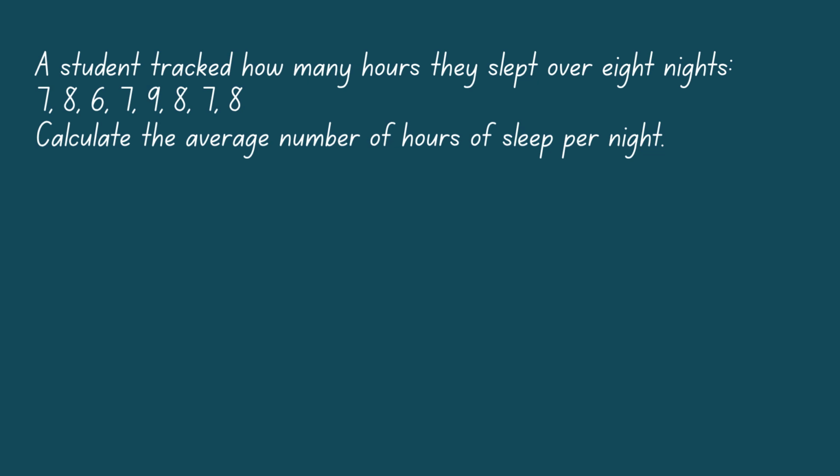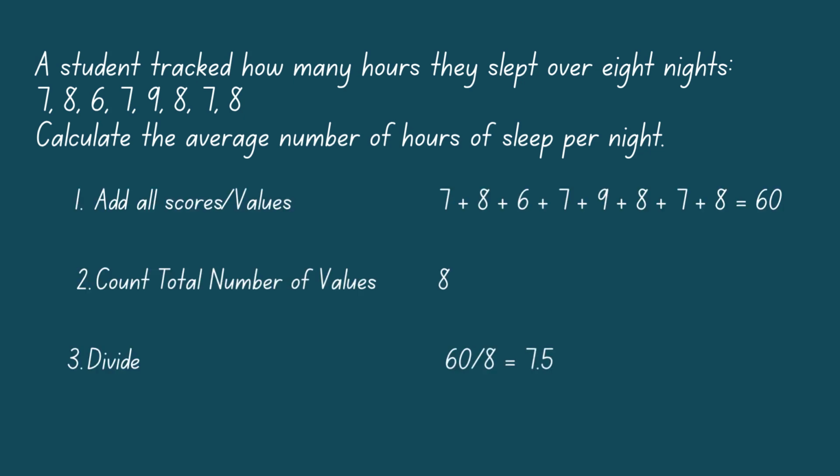I hope you have done this. And this is what we get. Adding all the scores or values, we have 60. Then the total number of values is 8. And then dividing the first by second, we get 60 by 8, which is 7.5. Hope you all got it. Let's try one more with me.